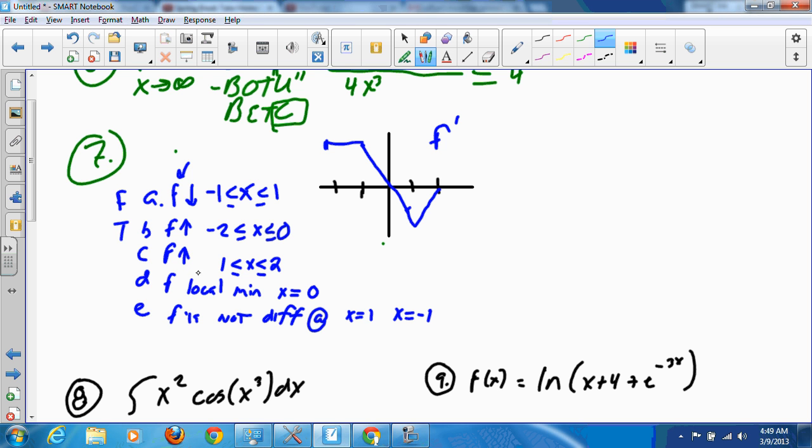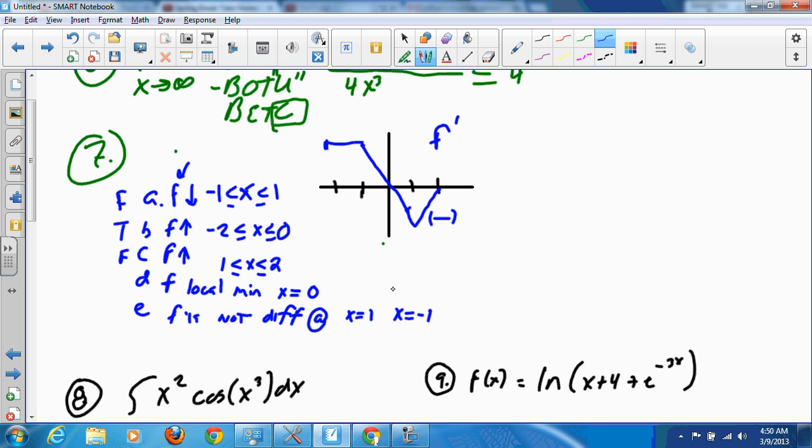Is the function increasing from 1 to 2? From 1 to 2, remember the derivative is increasing, but the derivative itself is negative right here. It's negative all the way until it gets back to the axis, so the function itself is decreasing, so that's false. And the function has a local minimum at x equals 0.